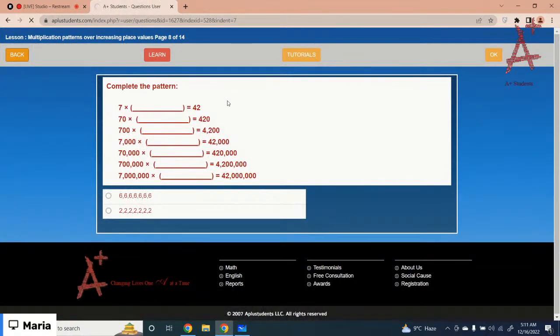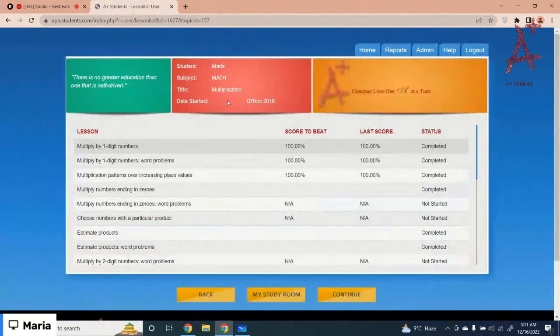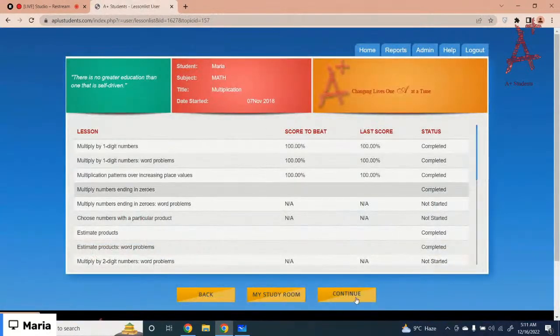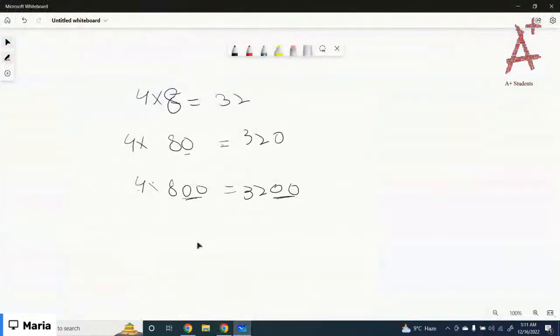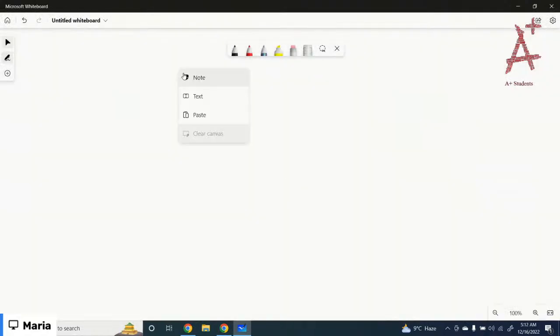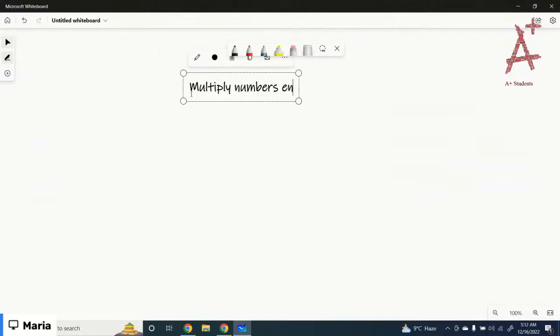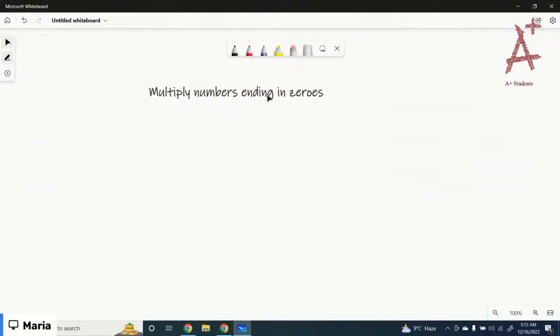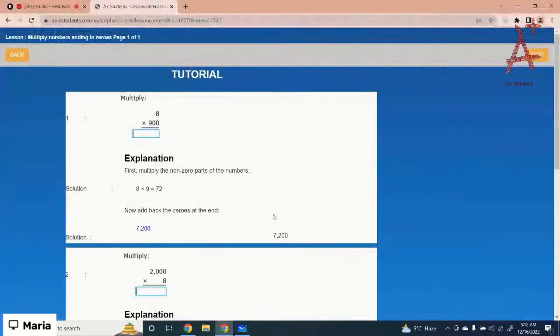Got it? And the next topic is multiply numbers ending in zeros. Let's start with a new topic. Let me write down the lesson name, then we'll start. Multiply numbers ending in zeros.